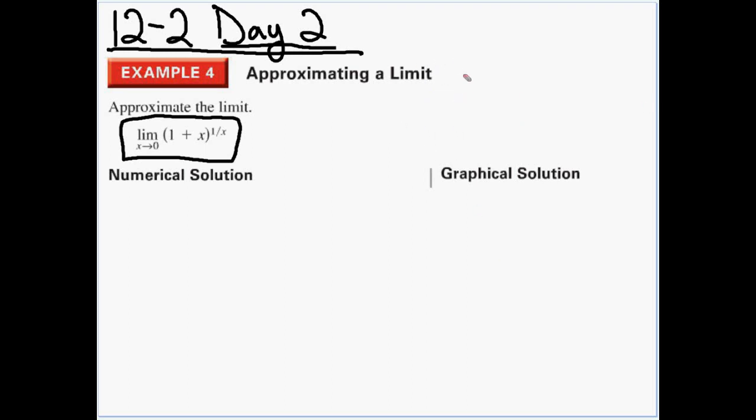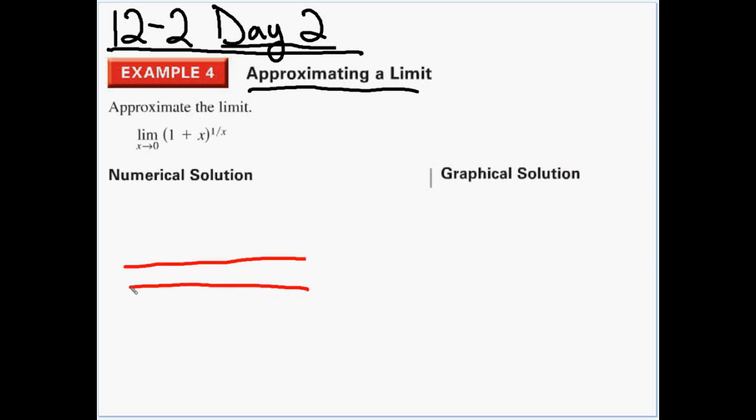We don't know what's going on with this limit, and we can't factor and cancel, and we can't multiply by a conjugate. So we're going to go back to some of the stuff we saw in 12-1, and we're going to do an approximation. One way to do that is a numerical approximation. So our approach number is 0. So we can't plug in 0, we get undefined.